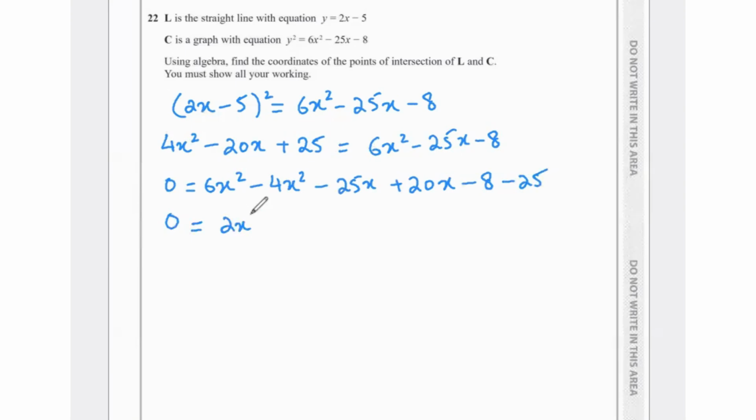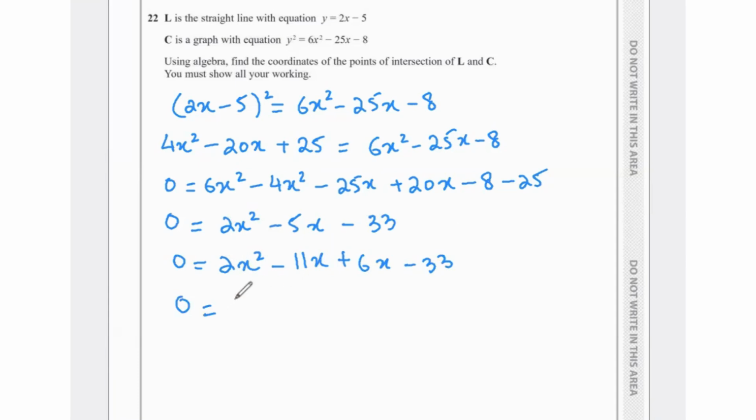That will be 2x squared minus 5x minus 33. As you can see, we have a quadratic equation, so we will factorize it. That will be 2x squared minus 11x plus 6x minus 33. We do factor by grouping.